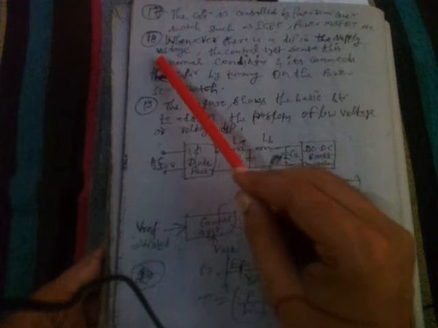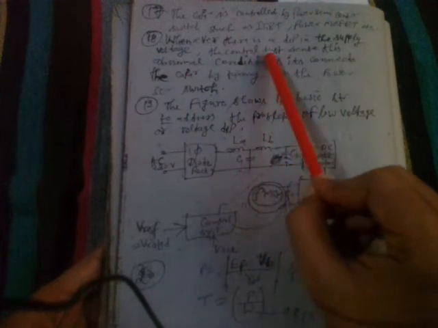So 17, the capacitor is controlled by a power semiconductor switch. It can be a MOSFET or any kind of switch, such as IGBT, power MOSFET, etc. Point number 18, whenever there is a dip in the supply voltage, the control system senses this abnormal condition and connects the capacitor by turning on the power semiconductor switch, right? 19. The figure shows the basic structure to address the problem of low voltage or voltage dip, right?